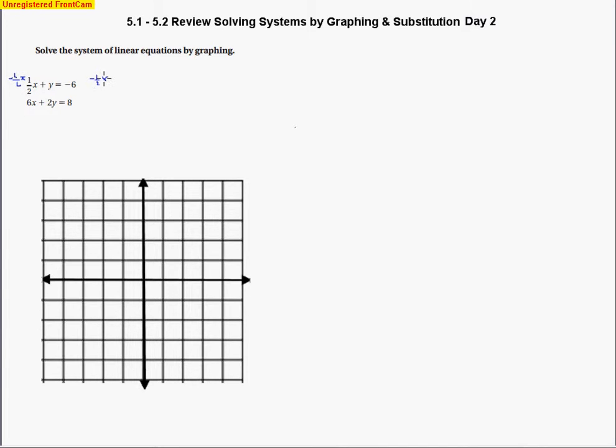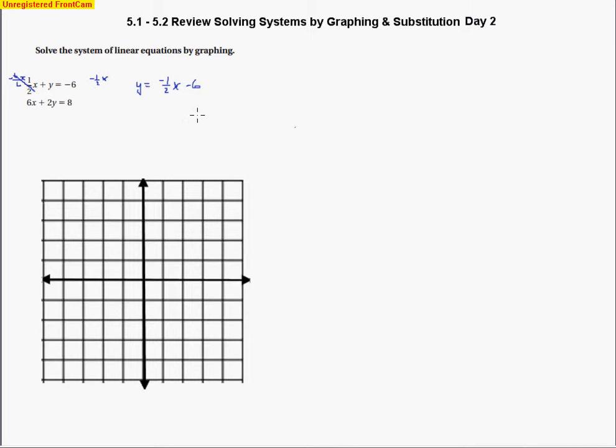So I subtracted the 1/2 x from both sides. What that did is cancel out the x term on the left-hand side, leaving me just with y equals negative 1/2 x minus 6. So from that point, I'll go ahead and graph that line.